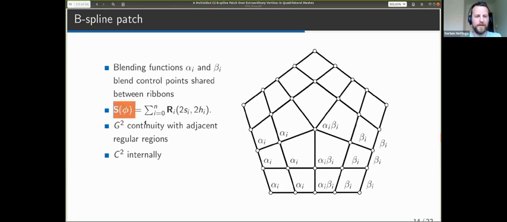Then the surface is a combination of n of such ribbons, and the parameter domain has been multiplied by 2 to increase the extended domain of the patches. Of course, the patches are only C2 internally. More commonly, multi-sided patches would be C infinity internally, but this time we have this piecewise nature of the ribbons, and this translates to C2 internally.